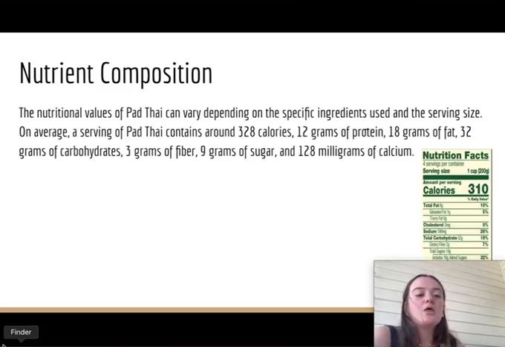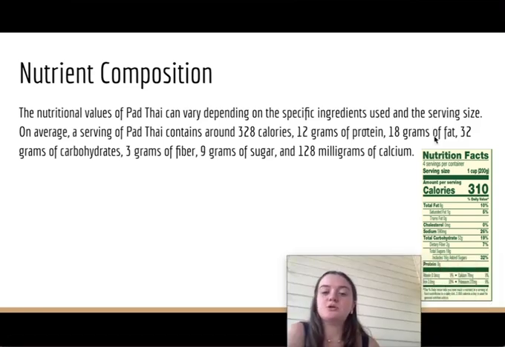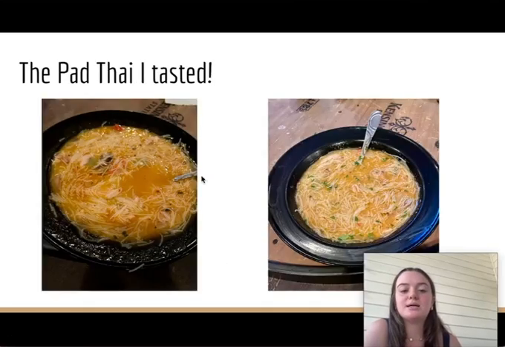Nutrient composition. The nutritional values of pad thai can vary depending on the specific ingredients used and serving size. On average, a serving of pad thai contains around 328 calories, 12 grams of protein, 18 grams of fat, 13 grams of carbohydrates, 3 grams of fiber, 9 grams of sugar, and 128 milligrams of calcium. And down here, I put the nutrition facts of a small serving size, which was 1 cup, and it's about 310 calories. This is the pad thai I tasted.